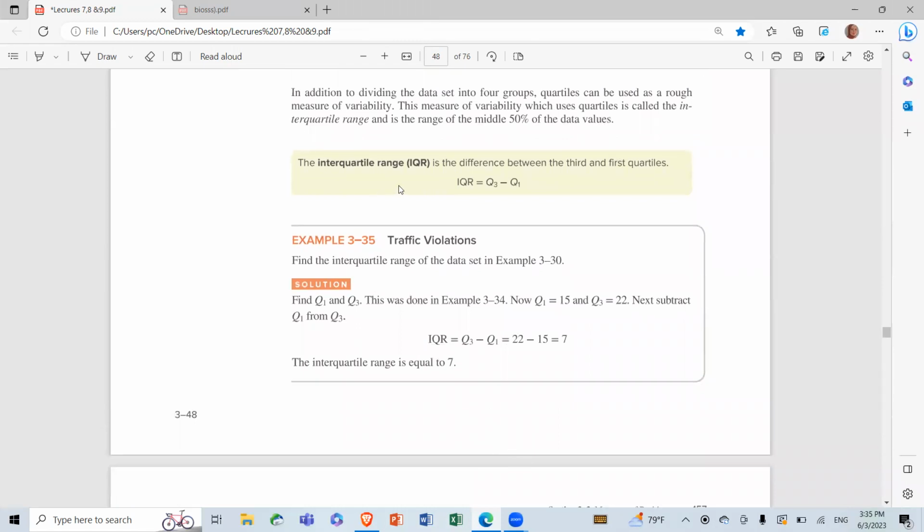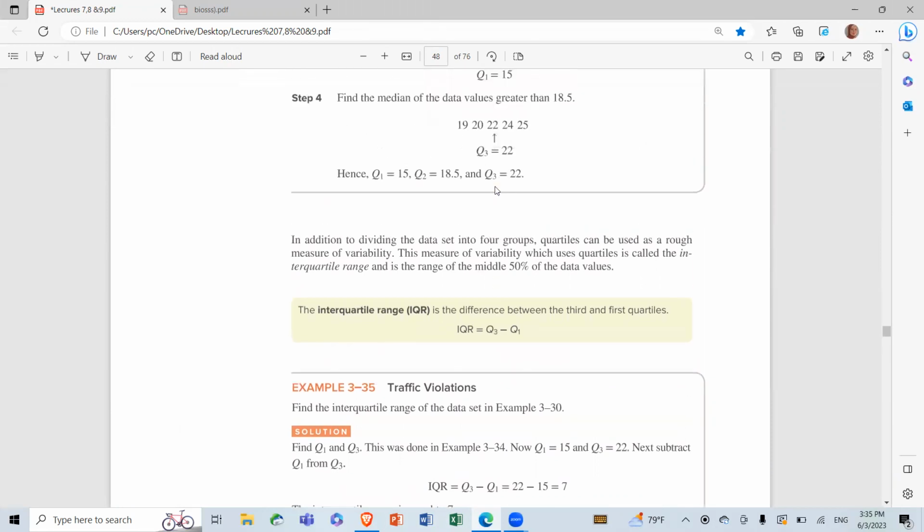The interquartile range, IQR, is the difference between the third and the first quartile. We now know Q1, Q2, and Q3. Now we'll talk about the interquartile range, which is Q3 and Q1 subtracted from each other.